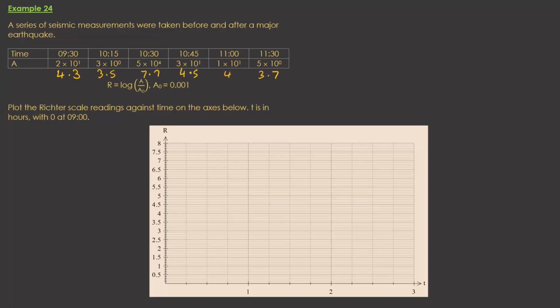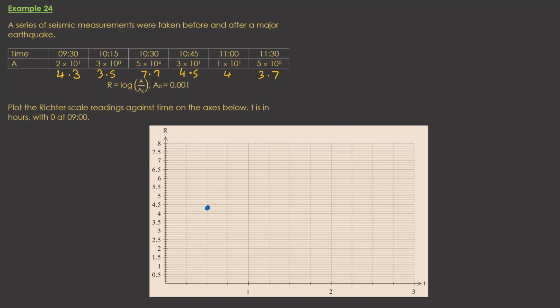And I just paused recording and put the other values in. Okay, so what we need to do is plot those on this graph. Now we're told that this starts at 0900, and so every quarter of an hour is each little dash on the axis. So our first reading is at 9:30, and it is 4.3, which is about there.